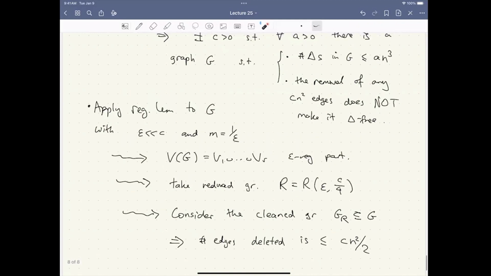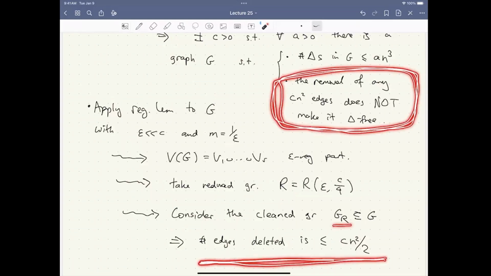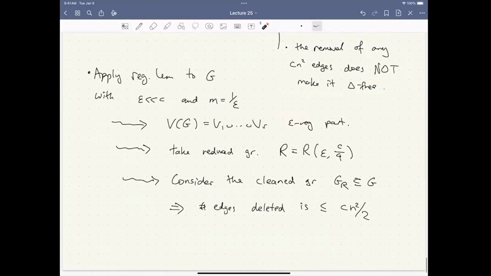What do we know about GR? Since we didn't delete many edges, by our hypothesis, no matter what set of Cn squared edges we delete, we cannot make it triangle-free. That implies that our graph GR must contain a triangle. By assumption, by the choice of G, GR contains a triangle.